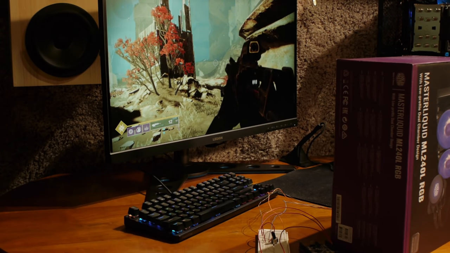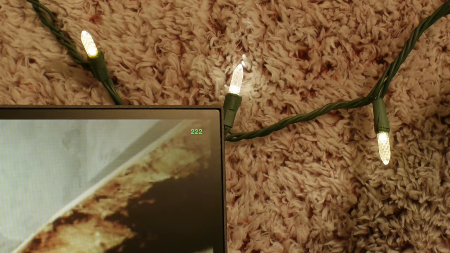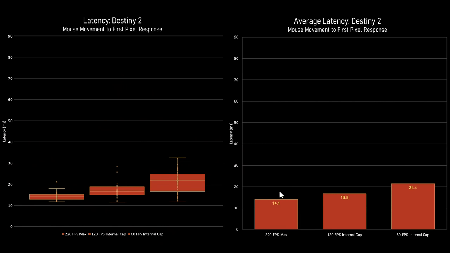And with the game set to full-on potato mode with a resolution scale of 25%, my 7700K was able to push 220 frames per second. At that frame rate, mouse latency was around 14.1 milliseconds. That's worse than Quake Champions at a similar frame rate, and much worse than UE4, but Destiny 2 is a more complex game. But unlike Quake Champions, its internal cap works properly.